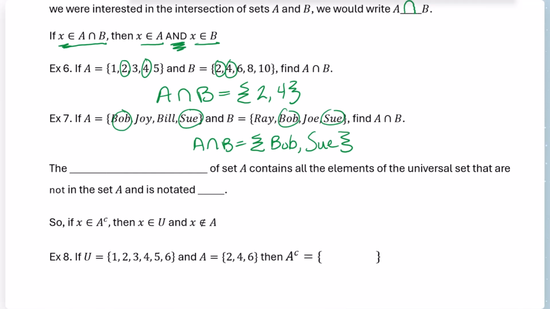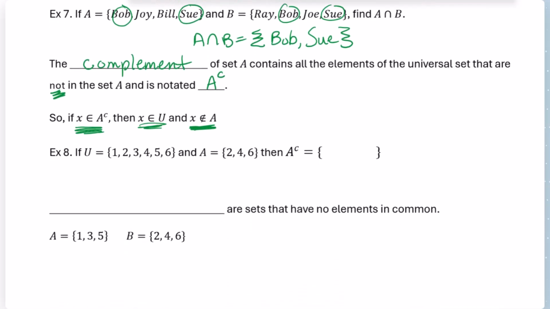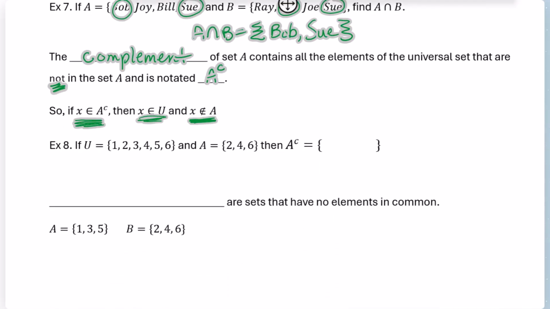The complement of set A contains all the elements of the universal set that are not in set A and is notated A with a little c, almost like an exponent, to indicate a complement. So that means we're looking for all of the x's that are elements of the universal set, but they cannot be in A. In order to do this problem, we do have to have a universal set. Our universal set under consideration is 1, 2, 3, 4, 5, 6. A is the set 2, 4, 6.